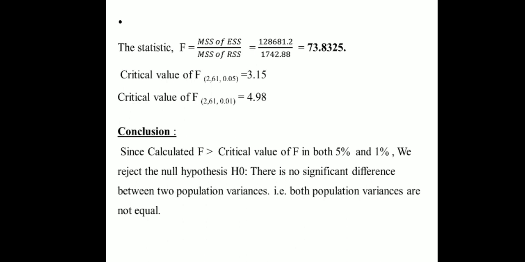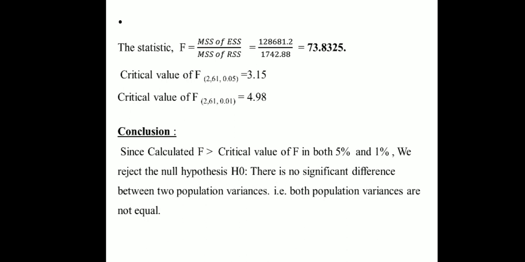So go to there, and for the numerator 2 and denominator 61 at the 1% level, that is alpha equal to 0.01, this is 4.98. Now how to conclude this? This is the critical value, the table value, and what you have calculated, the computed F statistic with the ratio, that is 73.83, is the calculated value.